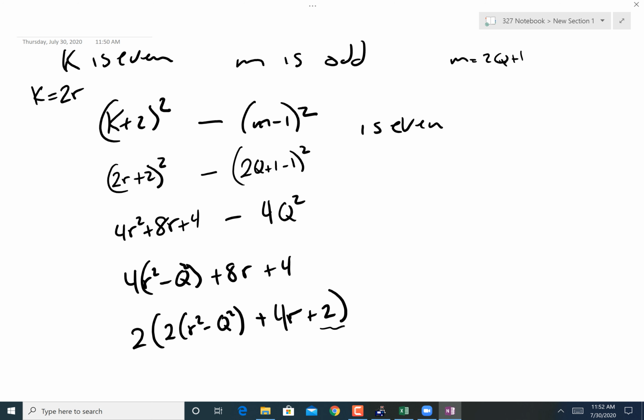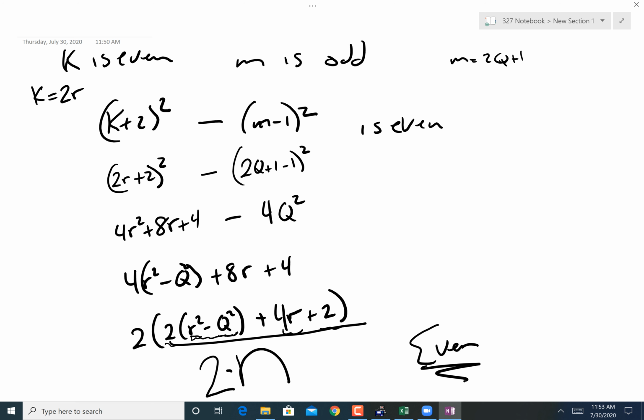That's an integer. 4 times an integer is an integer. An integer squared is still an integer. The difference of integers is an integer, times an integer is an integer. That means this whole shebang in there is an integer. And 2 times an integer, by definition, is even. Pretty sure we knew that going in.